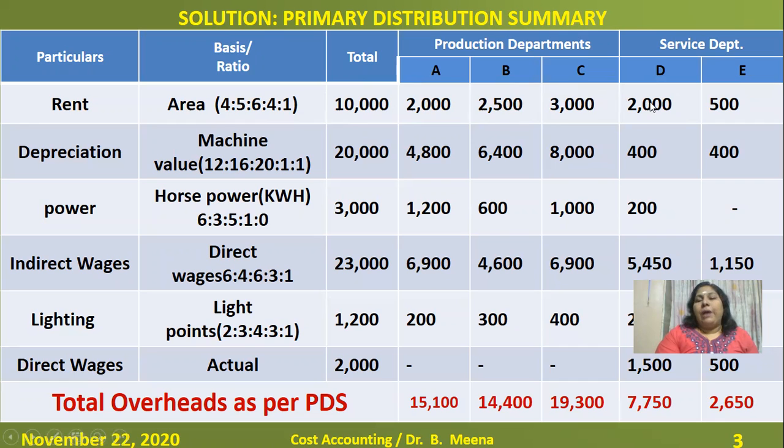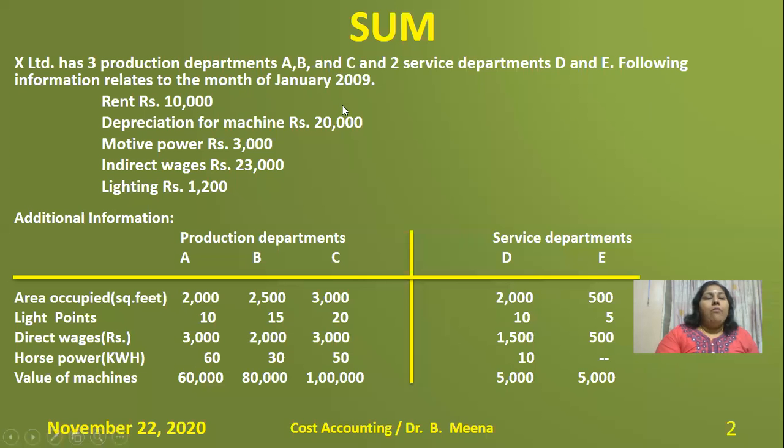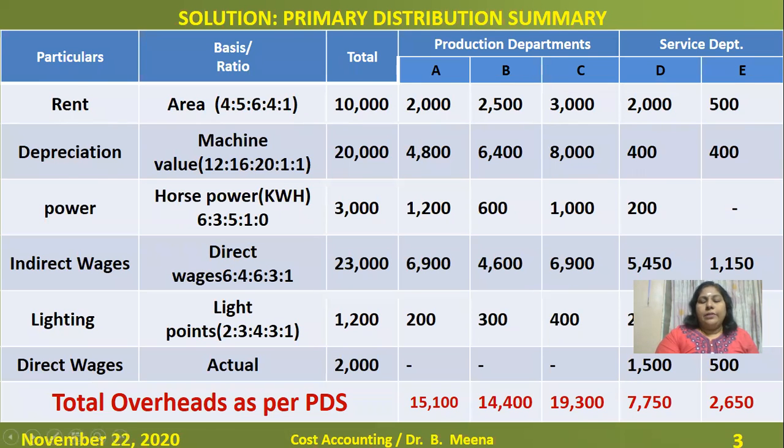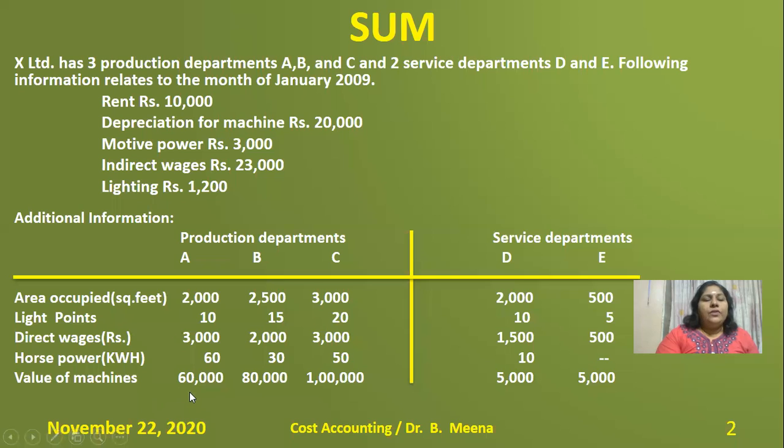Then I'll get these values. Okay, then I'll move on to the next item, depreciation for machine. I can take the basis as value of machines. So what can be the ratio? I can cancel all three zeros in all the amounts. I can write the ratios as 12 is to 16 is to 20 is to 1 is to 1. That is the final ratio.